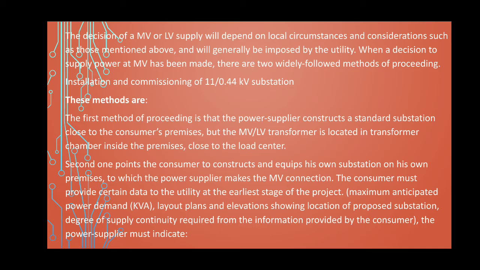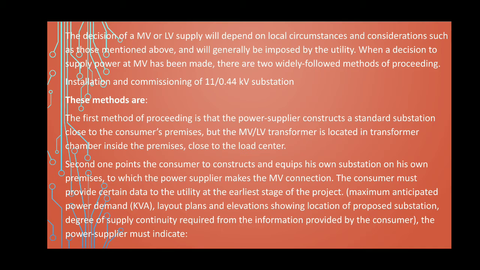the first method is that the power supply constructs a standard substation near the consumer premises, but the MV or LV transformer is located in the transformer chamber inside the premises, close to the load center. Close to the load center means that the substation is always located near the availability of the loads.